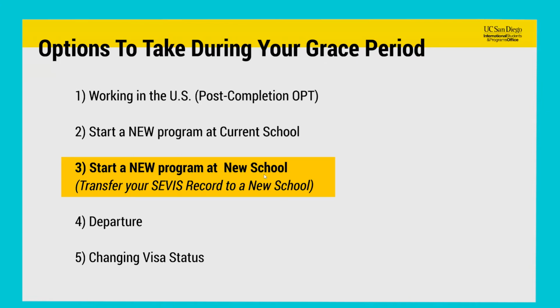And if, again, as Lisa mentioned, it's within 152 days of your last date of enrollment or OPT at your current school, you may be eligible to transfer your SEVIS record to the new school. You can also depart the US or change visa status. So today we're going to go in depth regarding transfer eligibility if you are starting a new program here at UC San Diego.